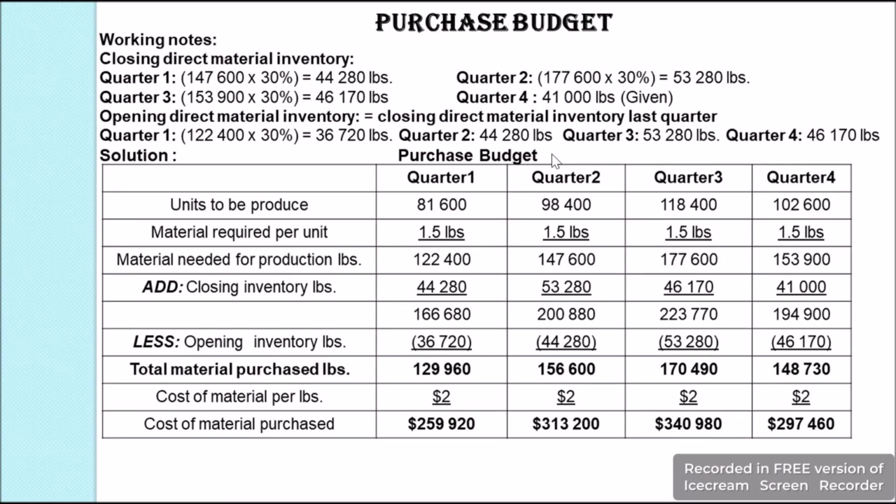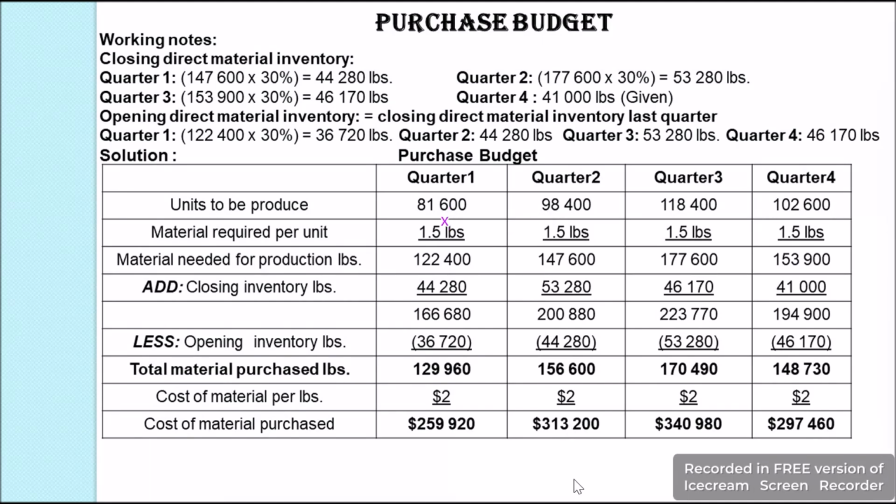Let's start with the purchase budget. We start from the units to be produced from the production budget. For the first quarter, it is 81,600 units, and the material required per unit is 1.5 pounds. So what we will do? We will multiply this, that is 81,600 times 1.5 will be equal to 122,400 pounds of material needed for production in the first quarter.